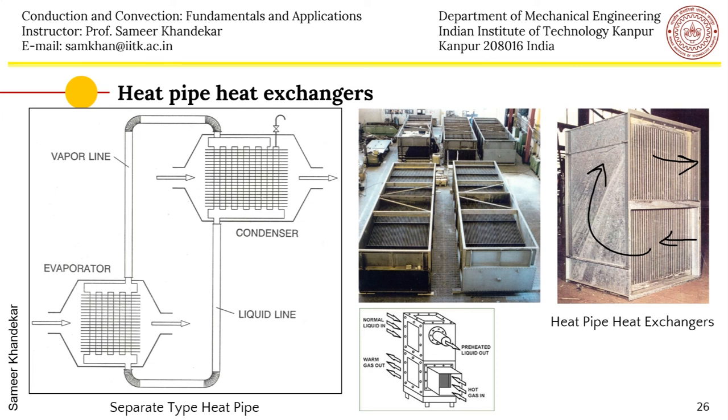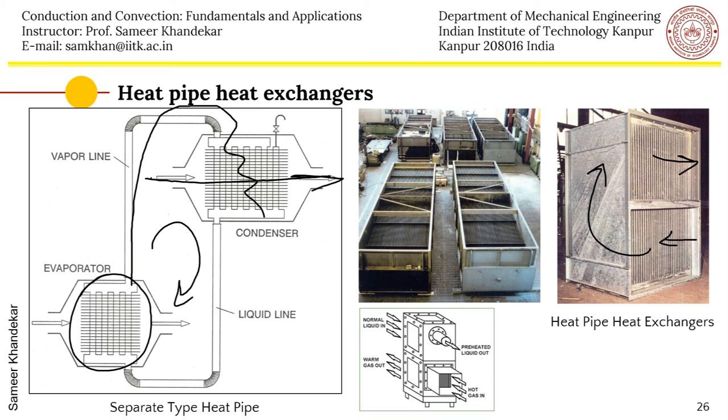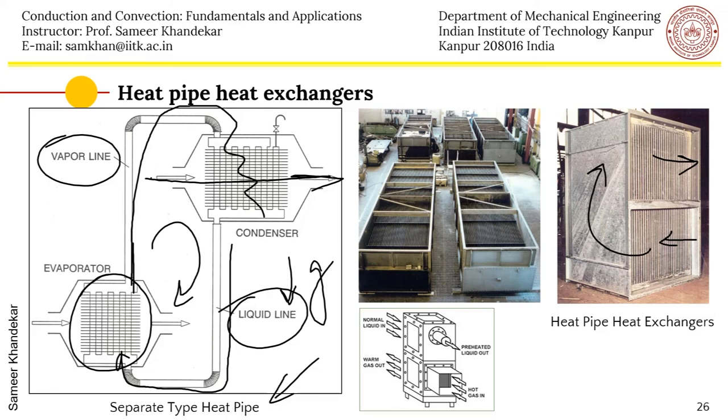They may or may not use any wick, but with gravity action, since gravity is working in this direction, the vapor goes up and the liquid comes down, and these are like thermosiphons. So heat pipe heat exchangers can also be made by thermosiphon action, the way it has been shown here. Or they can be made with wicked heat pipes, cylindrical heat pipes. Many of them make an array, and this array is arranged so that half of it is in the inlet side and becomes the evaporator, and the other half becomes the condenser, and heat transfer can take place from the evaporator to the condenser.